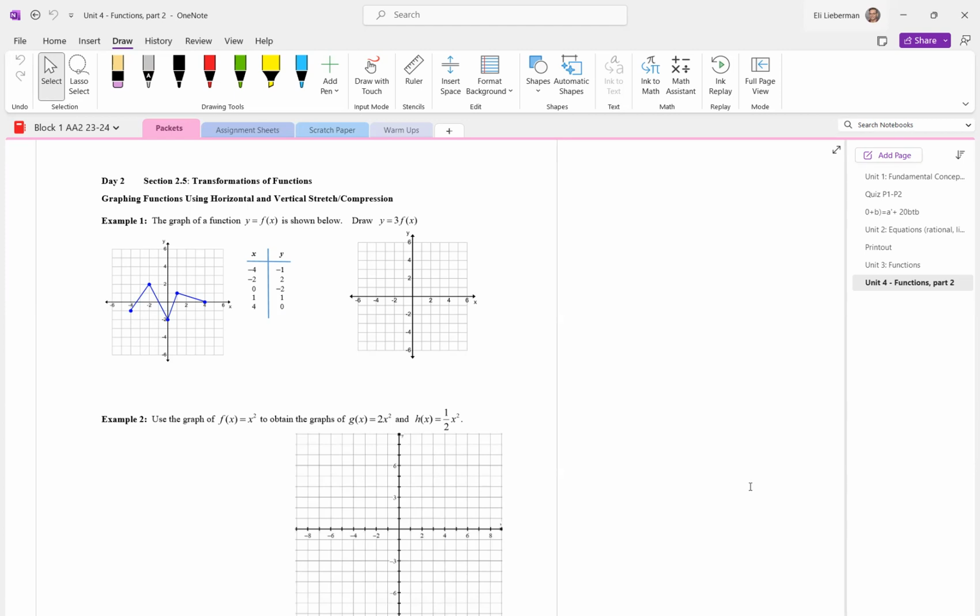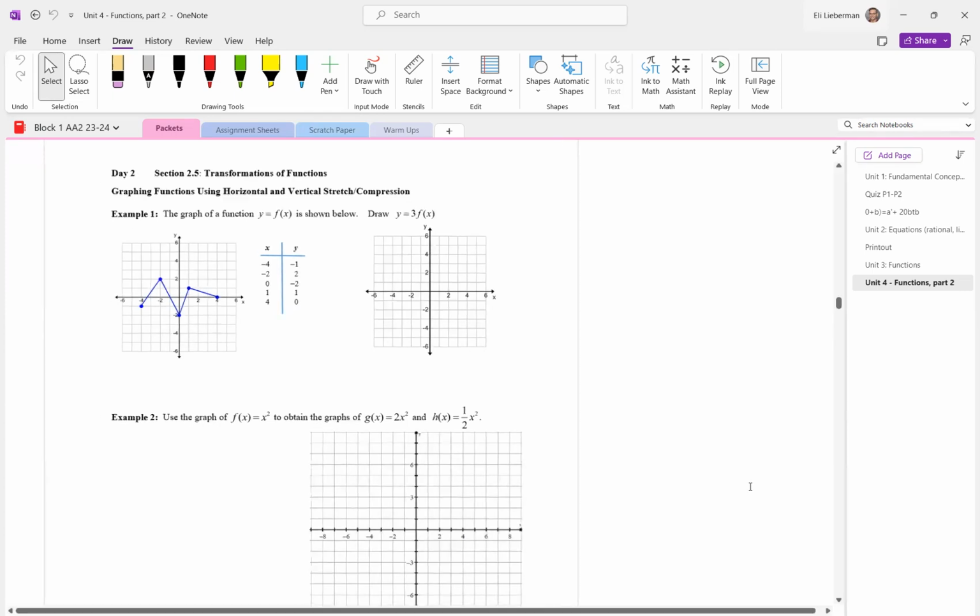How's everybody doing? The transformations go okay? The transformations, the slides, the shifts. I hope that you enjoyed them. Today we're going to continue on our transformation. Last time we talked about what happens if you add and subtract.